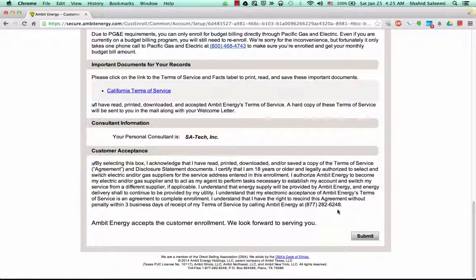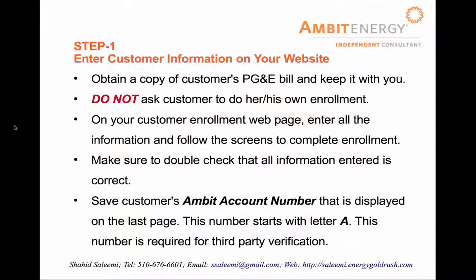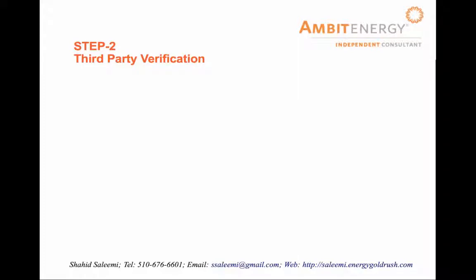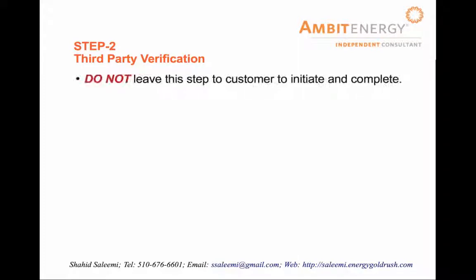the last action item that you have to do here is just click on the submit button. I'm not going to do that because that's going to generate the Ambit account number. On the last page, the account number will be listed, and that completes this process. Now we have correctly completed step number 1. Let's move on to step number 2, and step number 2 is third-party verification.